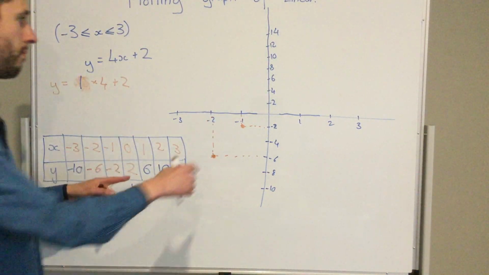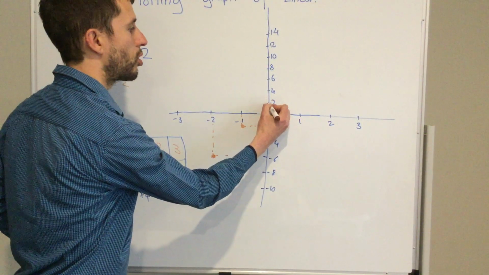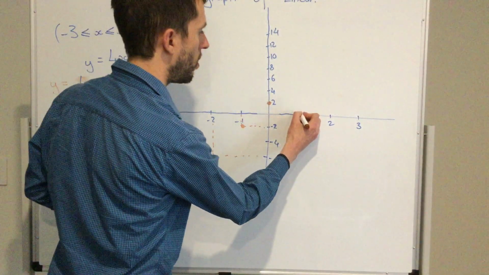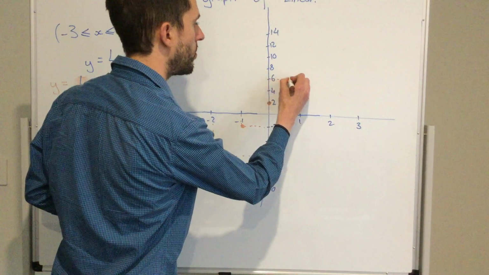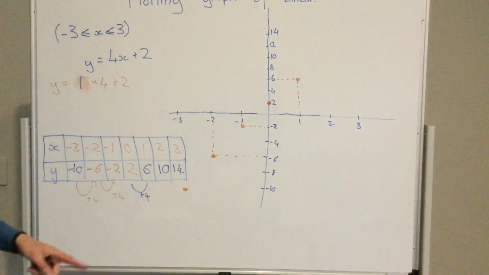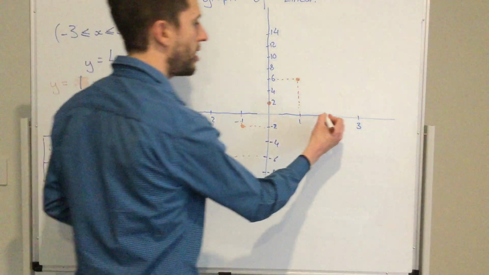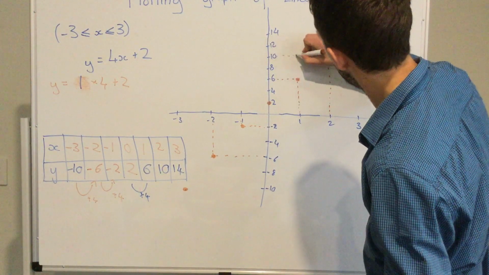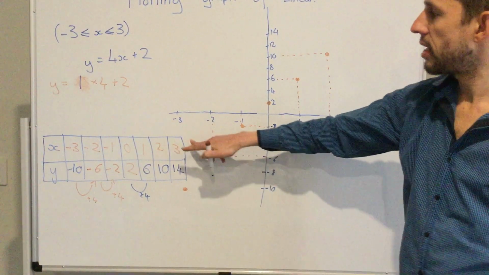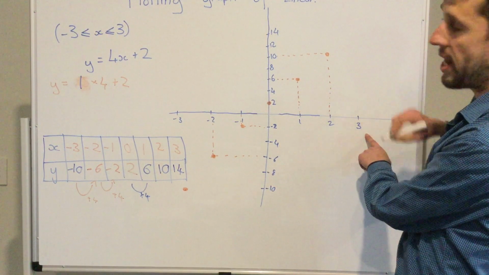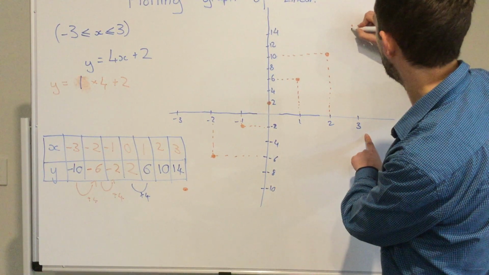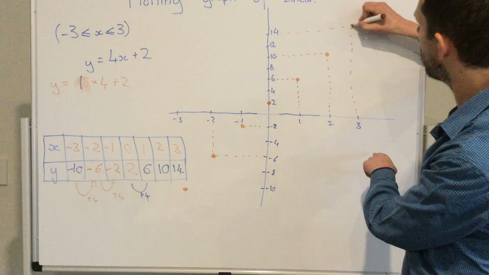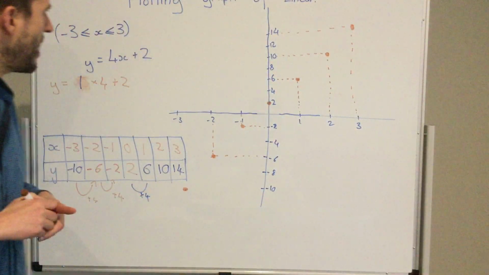When x is 0, y is 2. When x is 1, y is 6. When x is 2, y is 10. So we're just plotting, going up. I'll come over this side. And the lucky last one, when x is 3, y is 14. Trying to make sure it's as accurate as possible. And now I've got my points.